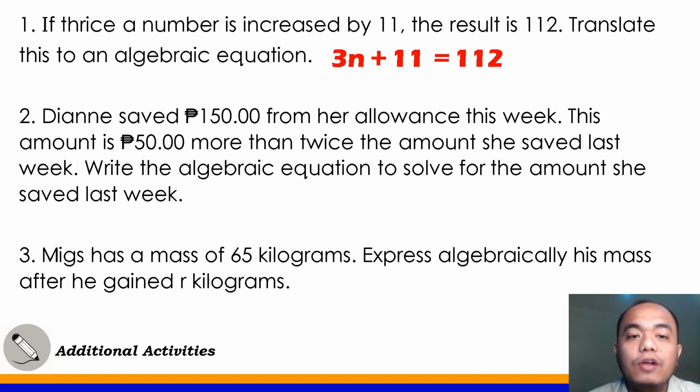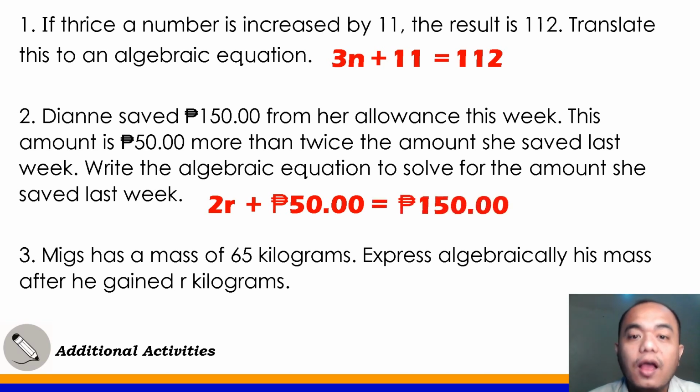Okay, twice the amount she saved last week. So we have here 2r. We will use r as our variable. R represents the amount she saved last week. Okay? And then "more than" means plus, and then 50. And then this will equal 150. So this is the correct algebraic equation for this item: 2r plus 50 pesos equals 150 pesos. This will represent the amount of money Diane saved last week.